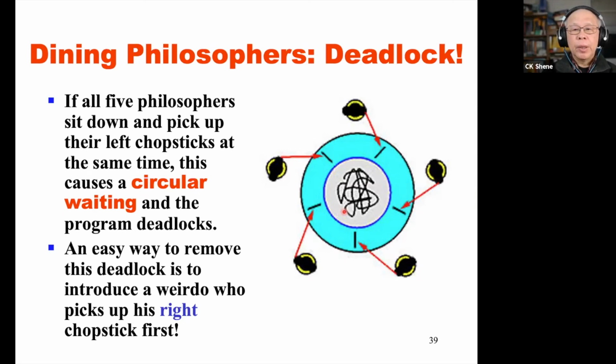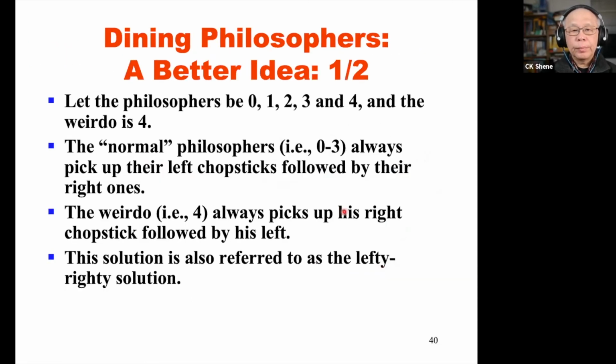Let me repeat. Let's pick a philosopher who acts differently. Here, differently means this philosopher, instead of picking up left followed by his right, this weirdo philosopher picks up his right first, followed by his left. Will this work? So let's investigate.